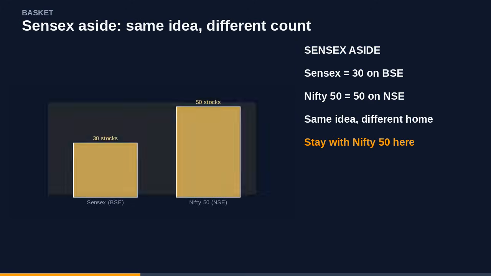Sensex is a related BSE basket of 30 large companies, same idea of a headline equity scoreboard, different count and exchange home. Remember the recall peg. Sensex 30 on BSE, Nifty 50 on NSE. For the rest of this lesson, we stay with Nifty 50, so membership, weights, and the scoreboard all refer to one list.